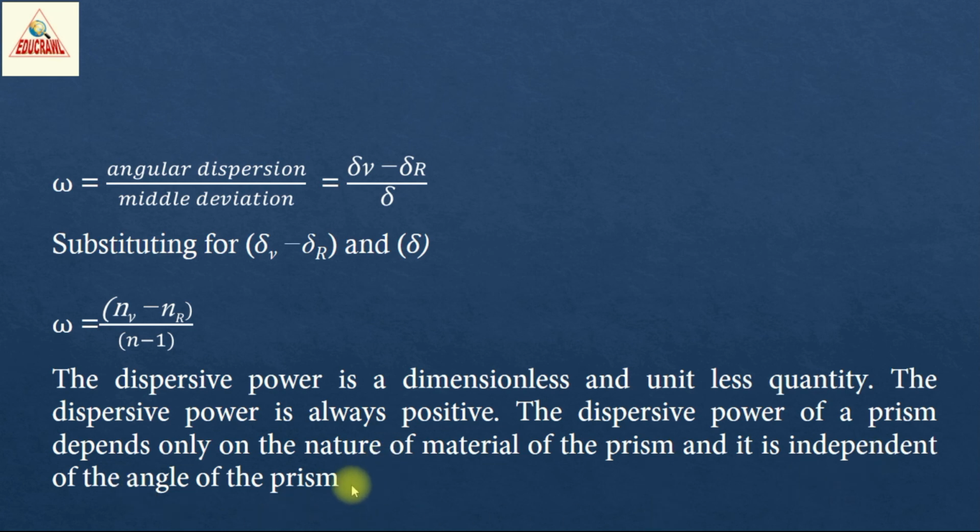How did we get this statement? If you see the expression for dispersive power, it depends upon the n value only. n means the refractive index of the medium only. It doesn't depend upon the A value, the angle of prism, or the angle of deviation. Thus we have concluded like this. So the expression for omega, the dispersive power, is (nV minus nR) the whole divided by (n minus 1).